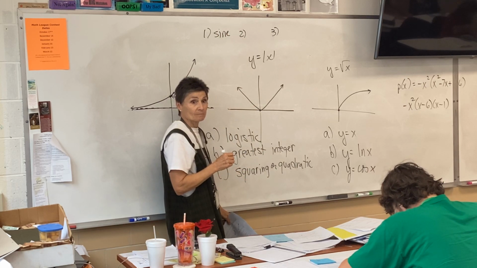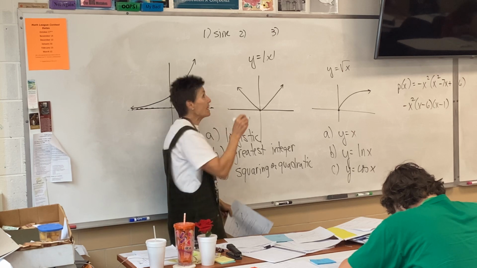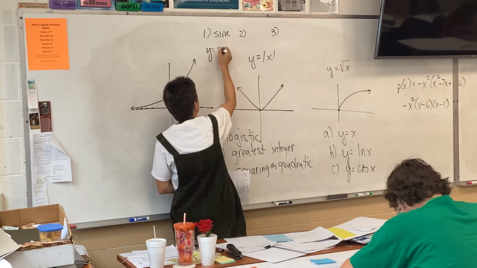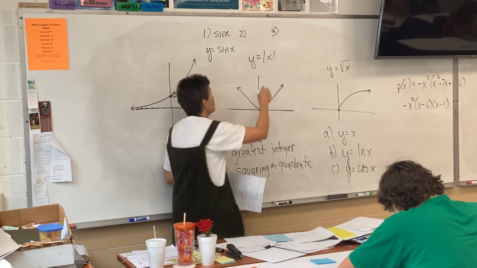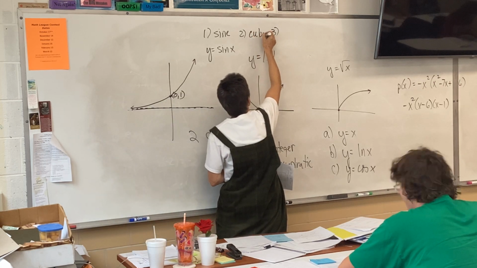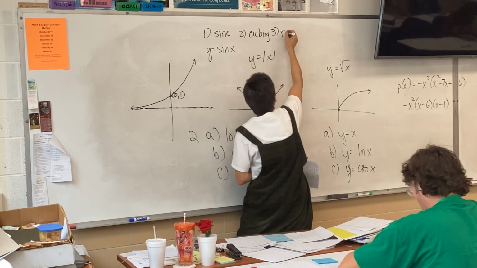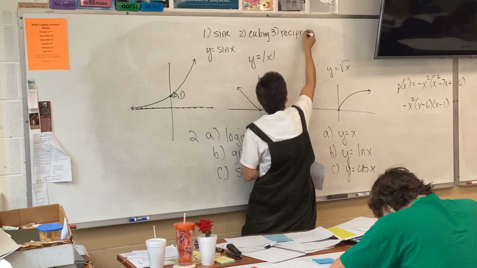Oh, it has an E? Yes, the word does. Now, if you write the equation, it's sin x like this. Okay. And you can do either. What else? Cubing is missing. And reciprocal is missing.